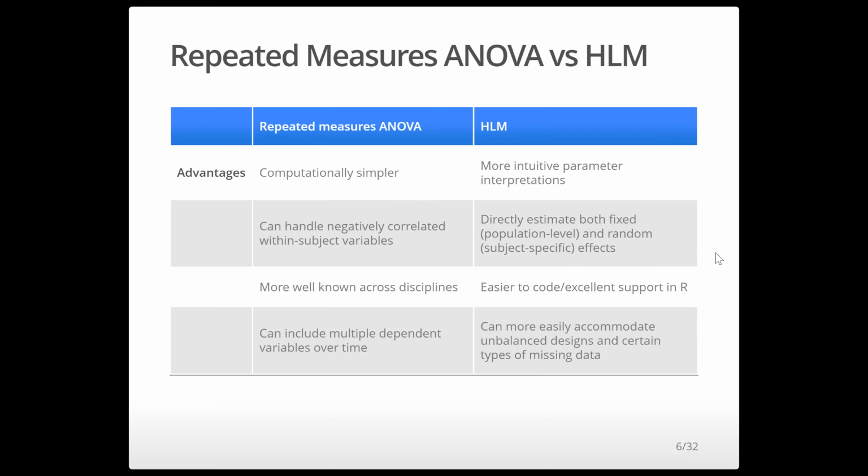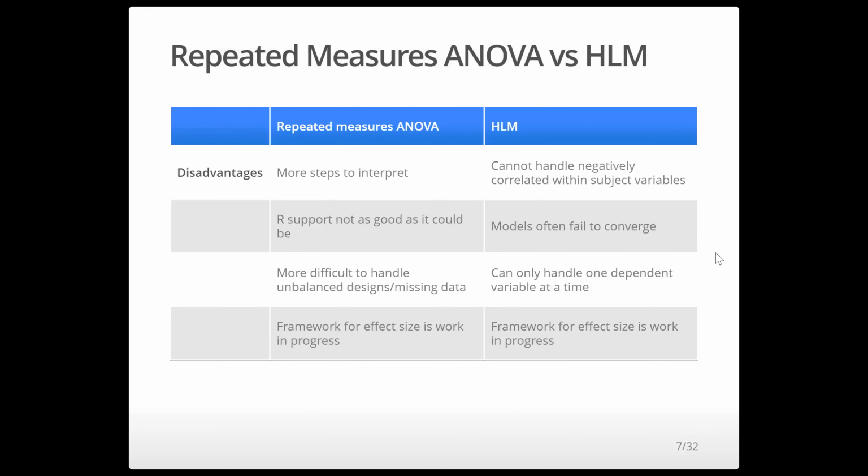So HLM can also more easily accommodate certain types of unbalanced designs where not all participants are measured at the same time, or you have different numbers of measurements of different participants. So in repeated measures ANOVA, you'll typically see each participant is measured at the same time points, the same numbers of times, and anything where that's not the case is considered missing data. HLM is more flexible. It can handle cases where participants are measured at different times. It can handle cases where you don't have the same numbers of measures per participant much more smoothly than repeated measures ANOVA. And they both also have some disadvantages, which we mentioned a little bit already.